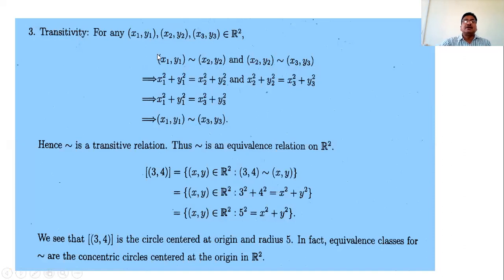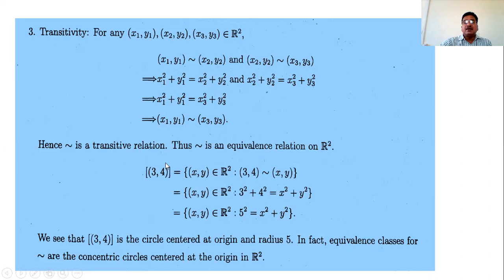The third condition is the transitive condition. Take three ordered pairs from R2, (x1, y1), (x2, y2), (x3, y3), such that the first is related to the second, and the second is related to the third. Now we have to show the first is related to the third. (x1, y1) related to (x2, y2) implies, by the definition given in the example, x1 square plus y1 square is equal to x2 square plus y2 square. And (x2, y2) related to (x3, y3) means x2 square plus y2 square is equal to x3 square plus y3 square. From these two equations, we have x1 square plus y1 square is equal to x3 square plus y3 square. This means (x1, y1) is related to (x3, y3), and therefore the relation is transitive.